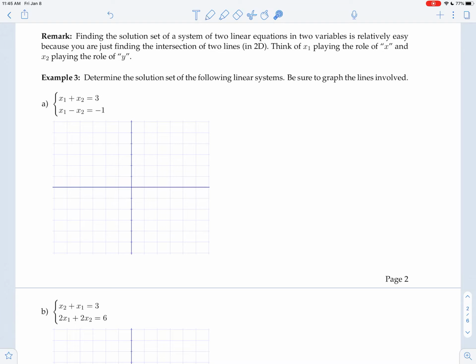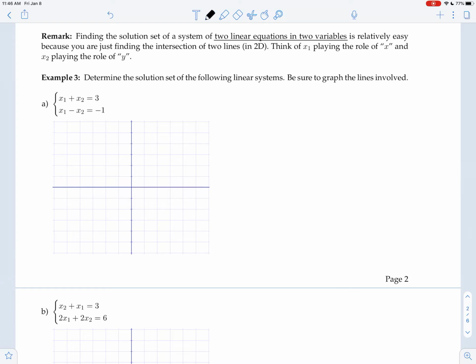Finding the solution set for a system of two linear equations and two variables is relatively easy in the sense that you're just finding the intersection of two lines. Linear equations and two variables are just lines in two space. And so you should think of x1 playing the role of x and x2 playing the role of y, like we talked about earlier. So let's go ahead and graph these lines. We're gonna work this out graphically. There are ways that you can solve these systems non-graphically, but I don't care about that as much just yet.